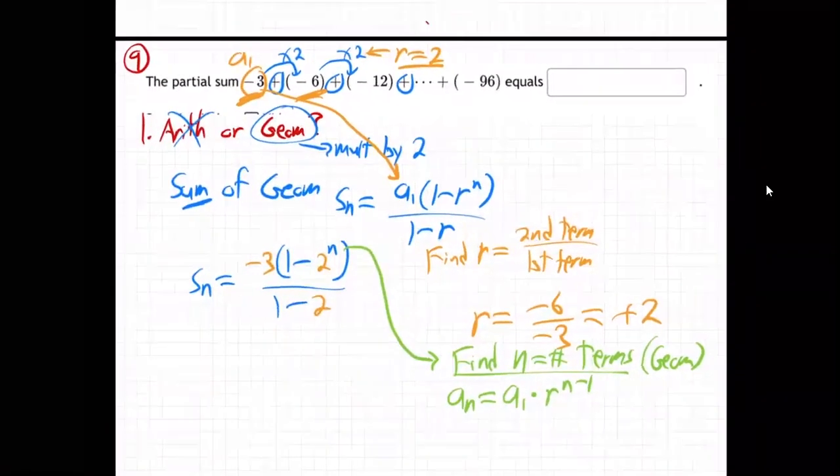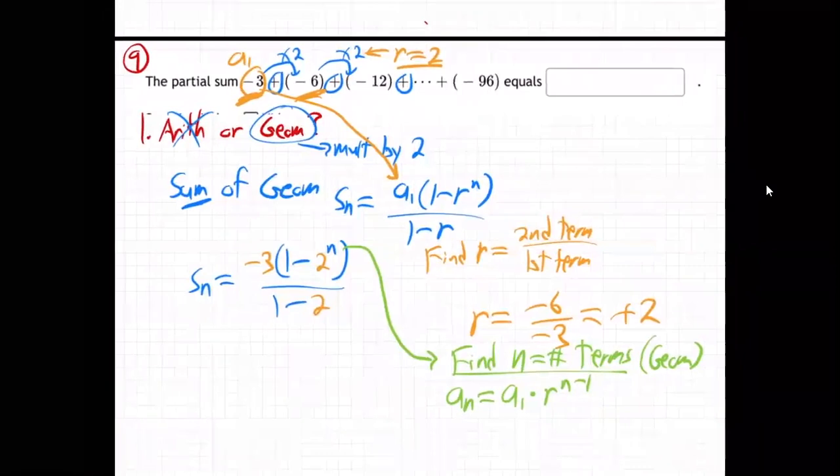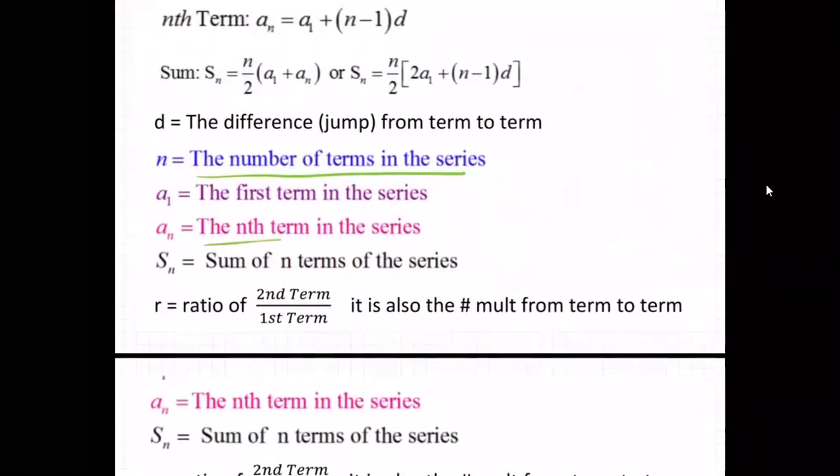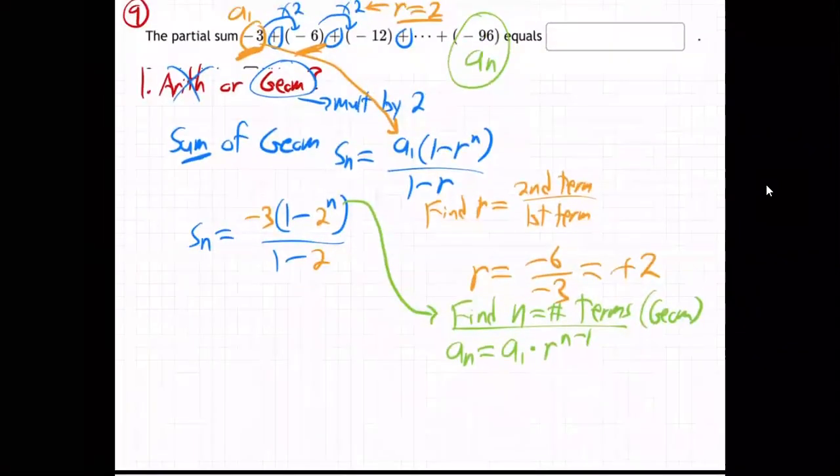Ooh, this might not be easy. This is not going to be easy. I'm convinced. Okay, remember, we're trying to find n. So a sub n. Remember, a sub n is the last term. Let me show you. A sub n is always the nth term, or last term. So a sub n, last term, which is negative 96.